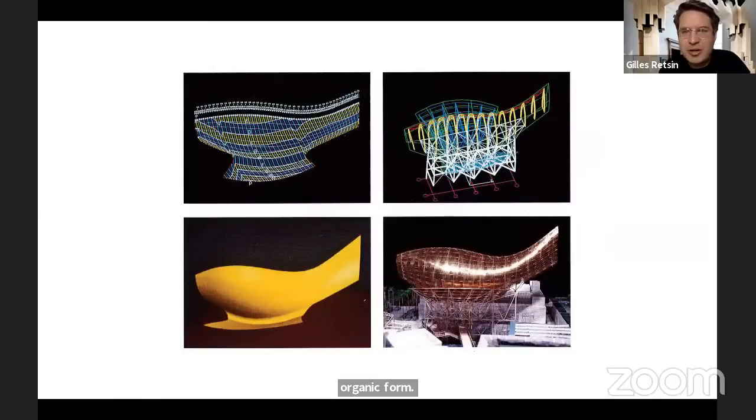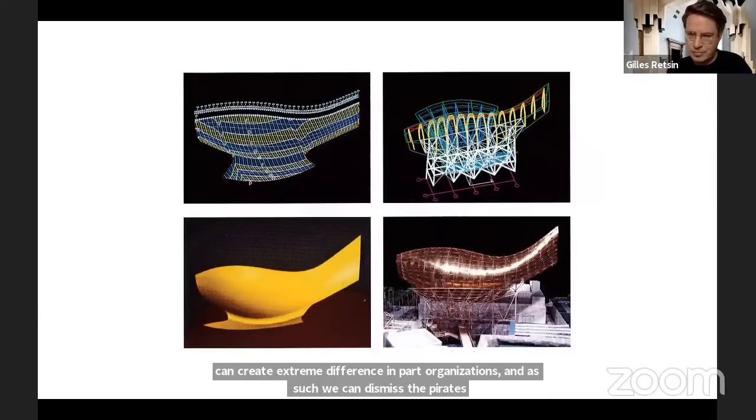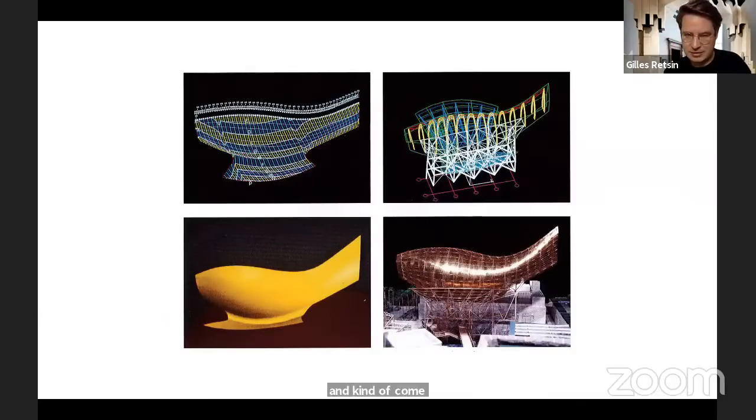And it's remarkable, as Mario Carpo has argued, that the very first digitally constructed building was a fish by Frank Gehry, which shows in a way a paradigm that has continued up until today. The idea that the main power of digital tools for the built environment is that they allow us to mass customize complex, continuous, curved form. Before, this was unaffordable, but now that we have digital machines, we can create extreme difference in part organizations, and as such we can dismiss the part and construct these continuous forms.